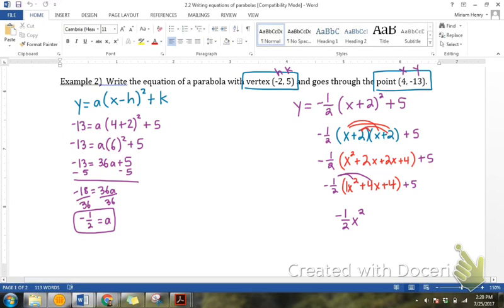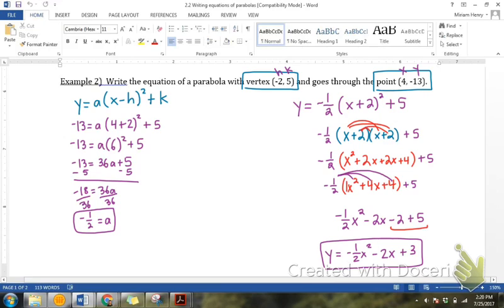What is half of 4? 2. So this is minus 2x. What is half of 4 again? Minus 2 again. Plus 5. What's your last step to do here? Combine negative 2 and 5. Okay. So y equals negative 1/2 x squared minus 2x plus 3.